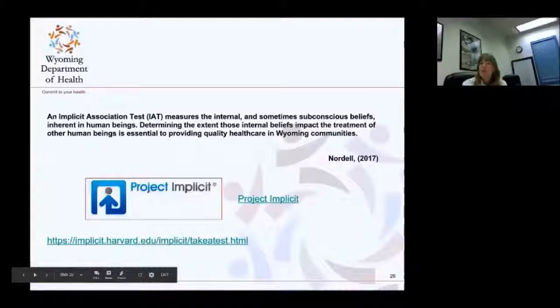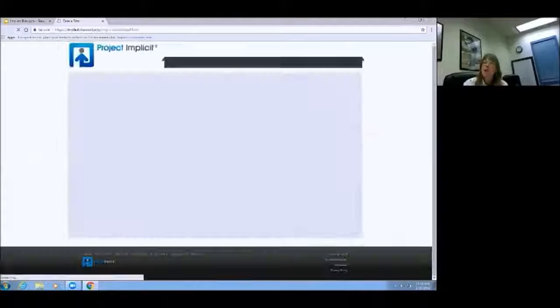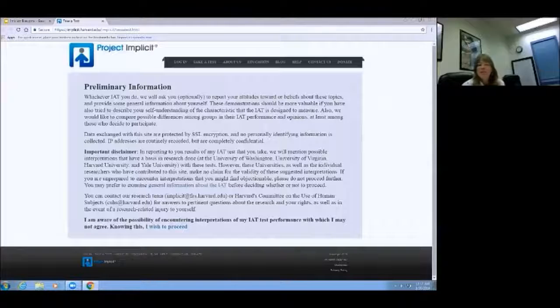This particular implicit bias test is put on by Harvard University, and you can click on the link and you should be able to access the test. It is an interesting test, and it should only take you a few minutes to work through.